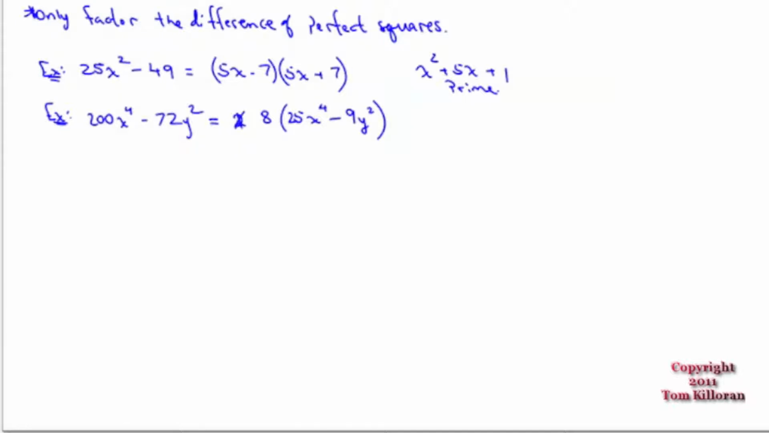25 breaks up into 5 and 5. x to the 4th is x squared and x squared. 9 is 3 and 3. y squared is y and y. So when this breaks down, we're going to get 8 on the outside. What's the first term? 5x squared minus 3y. So the next term is going to be 5x squared plus 3y. And that's all there is to difference of perfect squares. Just make sure it's a difference and not a sum.